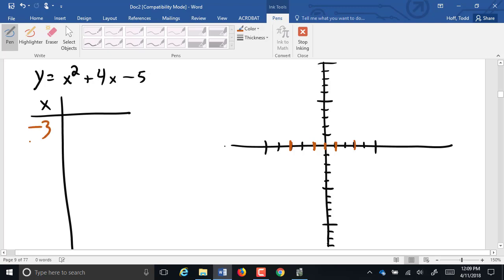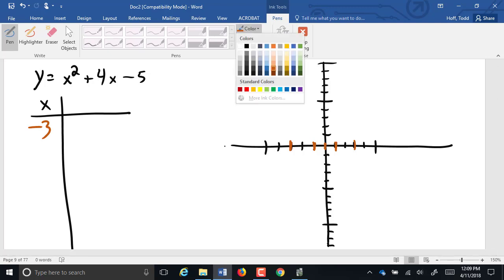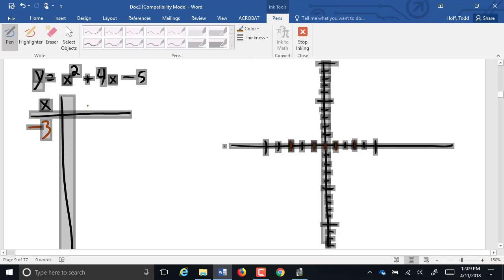So if x is -3, I'm not going to write all the points in because I'm going to need some space to work with these. Y is going to be x squared becomes -3 squared. Be careful that you put that in parentheses, because when you put that in your calculator, it has to be in parentheses, so your calculator calculates it right. Plus 4 times x becomes 4 times -3 minus 5.